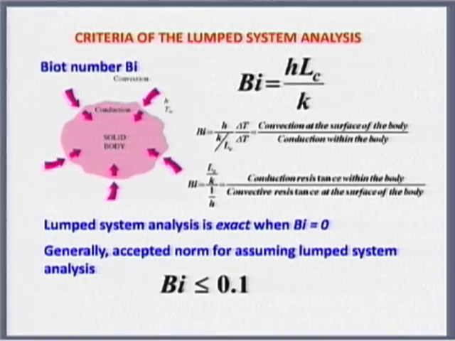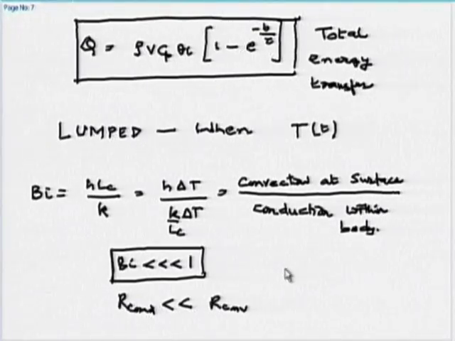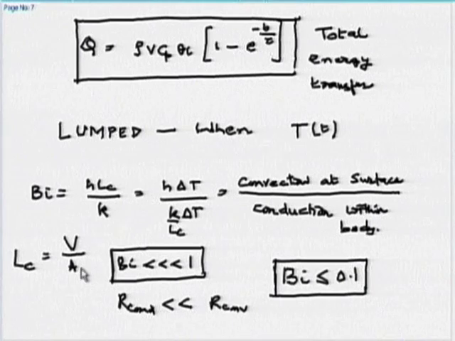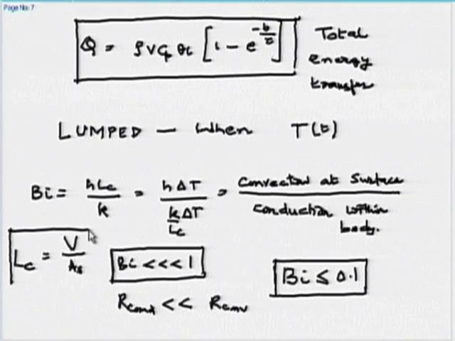So, typically the thumb rule for saying a body is lumped is that Biot number should be less than 0.1. Whenever Biot number is less than 0.1, we say that it is lumped. The only one issue I need to tell here is, what is this Lc? It is actually volume by surface area. Please note this, I have not mentioned so far, Lc is volume by surface area.